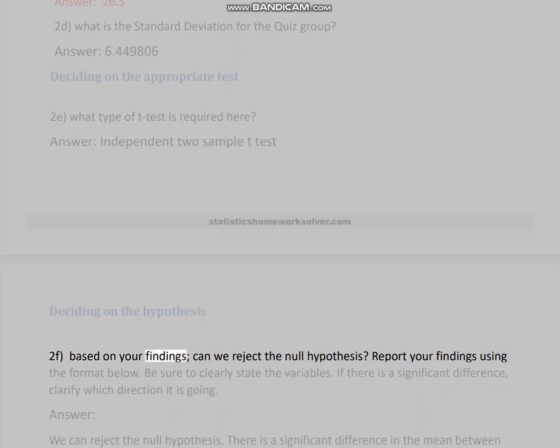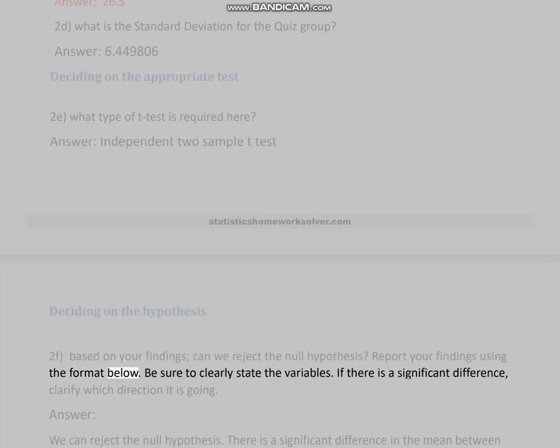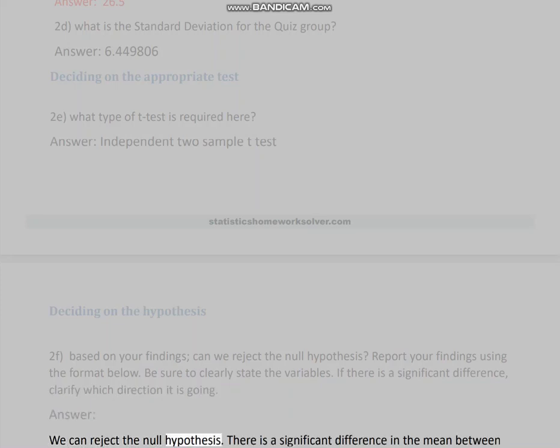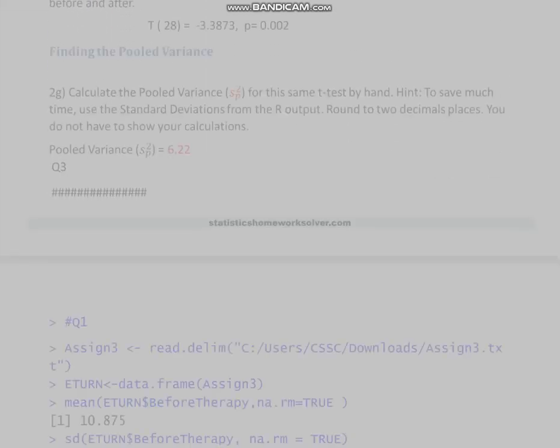Deciding on the hypothesis. 2f. Based on your findings, can we reject the null hypothesis? Report your findings using the format below. Be sure to clearly state the variables. If there is a significant difference, clarify which direction it is going. Answer: we can reject the null hypothesis. There is a significant difference in the mean between study and quiz. t(28) equals minus 3.3873, p equals 0.002.